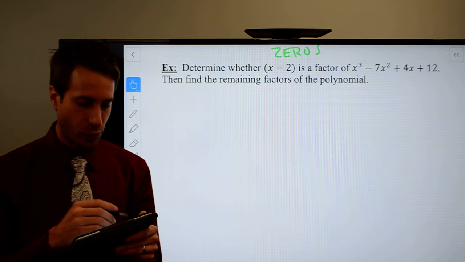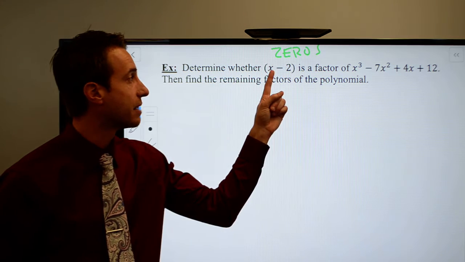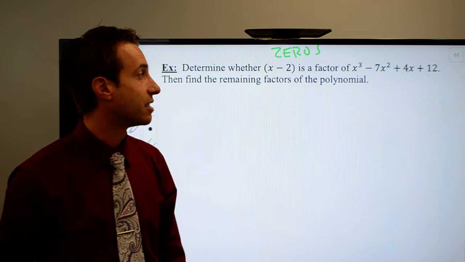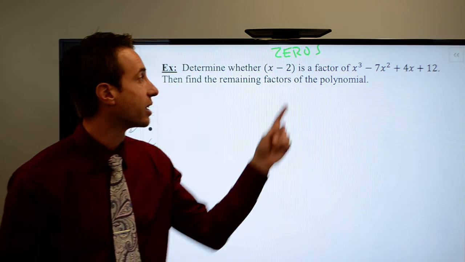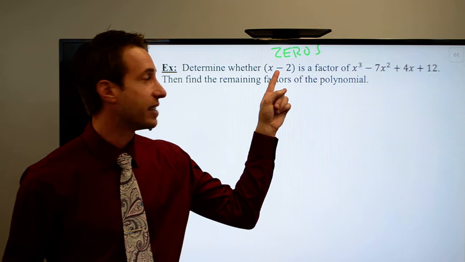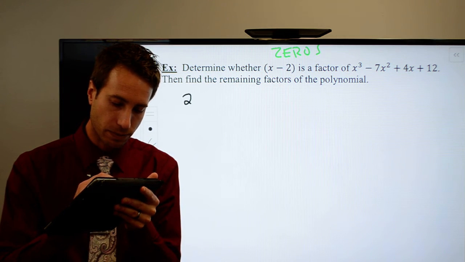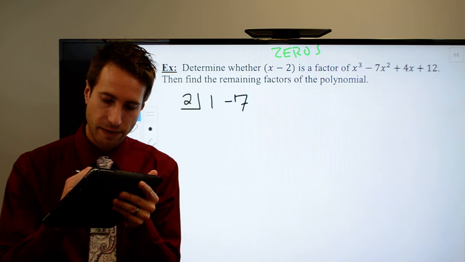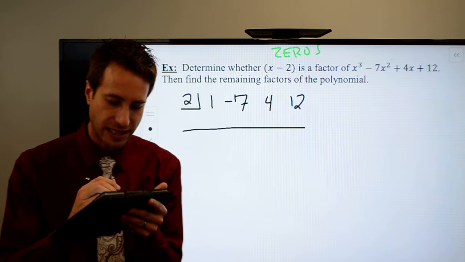I got another one for you here. Let's try again. First, I need to determine if x minus 2 is a factor, which means I'm going to need to do synthetic division. 3, 2, 1, 0. Everybody's there. I don't need any placeholders, and I'm going to do synthetic division with a positive 2. Set this guy equal to 0 and solve. That's how I know it's a 2. So 2 goes inside the box. 1, negative 7, 4, and 12. And we do the synthetic division.